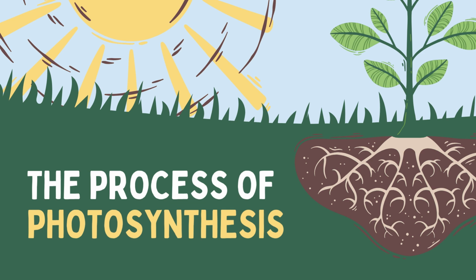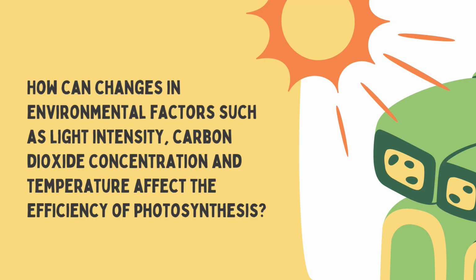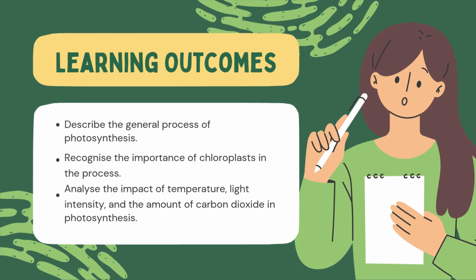The process of photosynthesis. In this lesson, we will talk about the process of photosynthesis and factors affecting photosynthesis. How can changes in environmental factors such as light intensity, carbon dioxide concentration and temperature affect the efficiency of photosynthesis? From this chapter we will learn about these things.